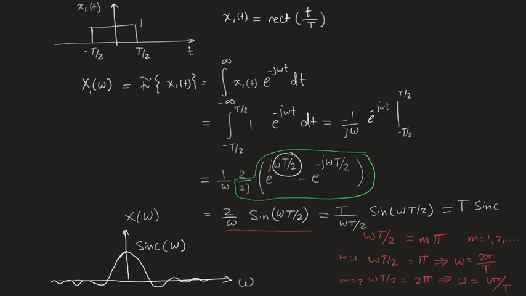I'm just trying to explain that when we say a sinc function, it's typically sine x over x. But here we don't really have omega over omega. We have omega multiplied by something over omega. So we need to put it in the right form. Sorry, it will become sinc of omega t over 2, not just sinc of omega.